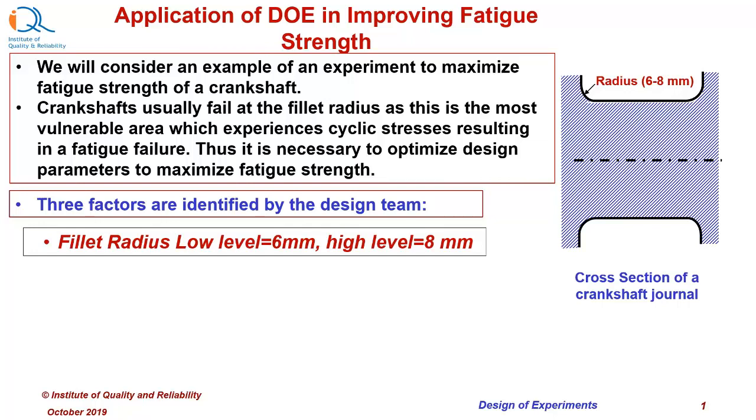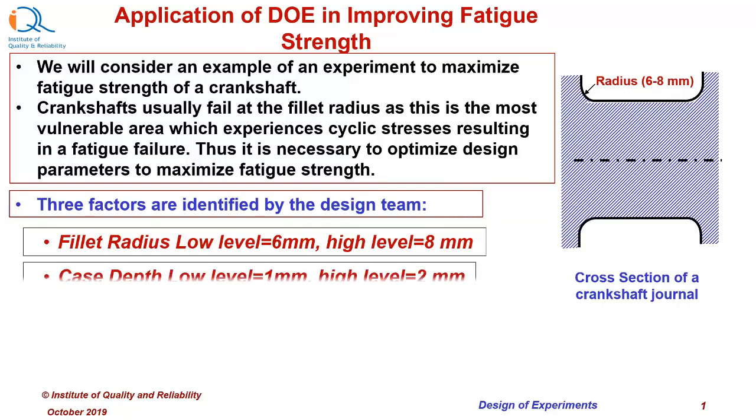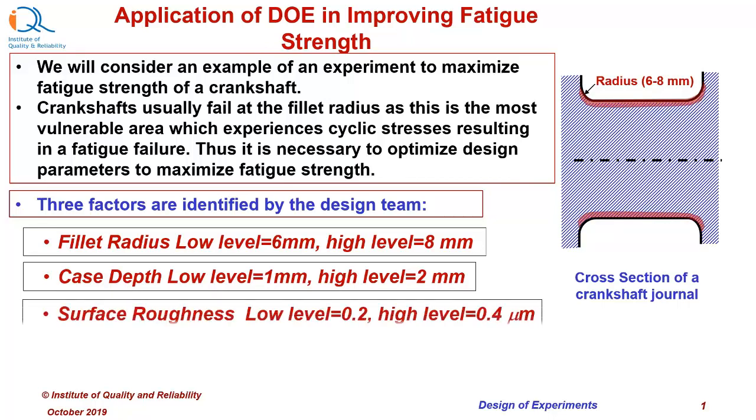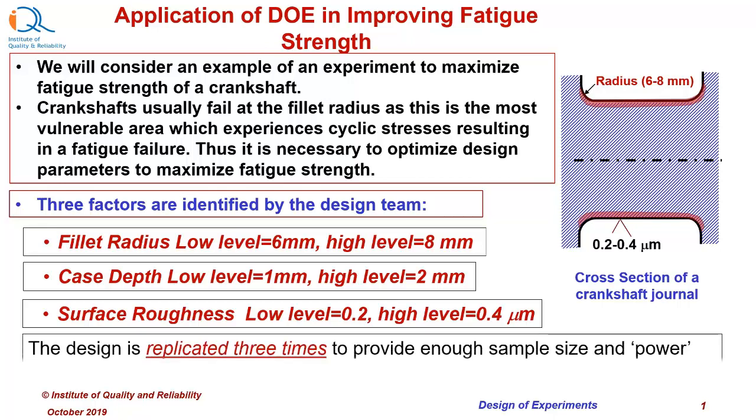1. Fillet radius, the low level 6 mm and high level 8 mm. Case depth, low level 1 mm, high level 2 mm. And third factor, surface roughness, low level 0.2 and high level 0.4 microns. The design is replicated 3 times to provide enough sample size and power.